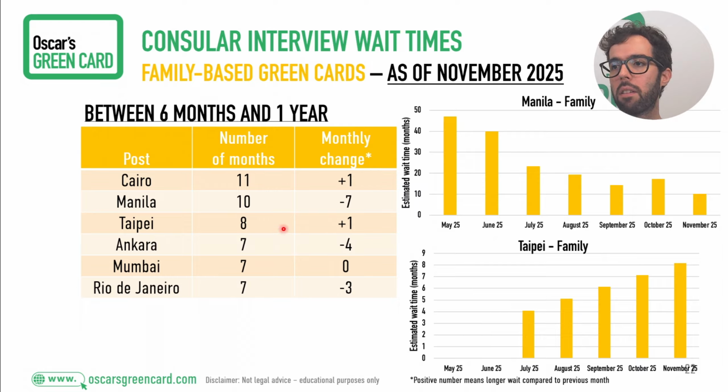Taipei, 8 months, adding 1, and Taipei is a different situation where it's just getting worse. Every month we get a new number. Then we have Ankara, Mumbai, and Rio de Janeiro, 7 months each. Ankara and Rio de Janeiro getting better by 4 and 3 months, respectively.